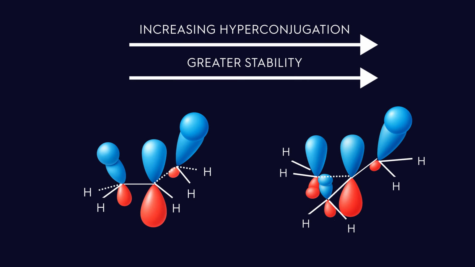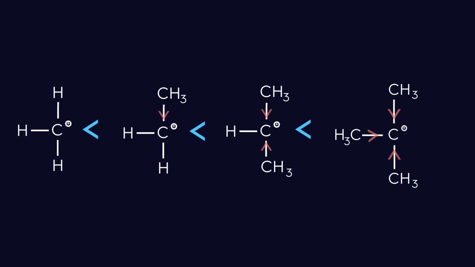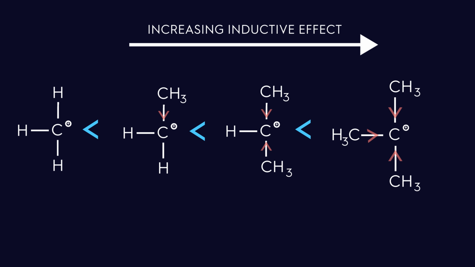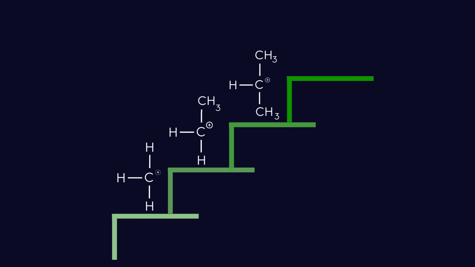There is also an inductive effect. Alkyl groups have electron density that is more polarizable than hydrogen. Through the sigma bond framework, they push a bit of electron density toward the carbocation center and help stabilize it. Put it all together and you get the trend. Methyl carbocations are the least stable, followed by primary, then secondary, while tertiary carbocations are the most stable.